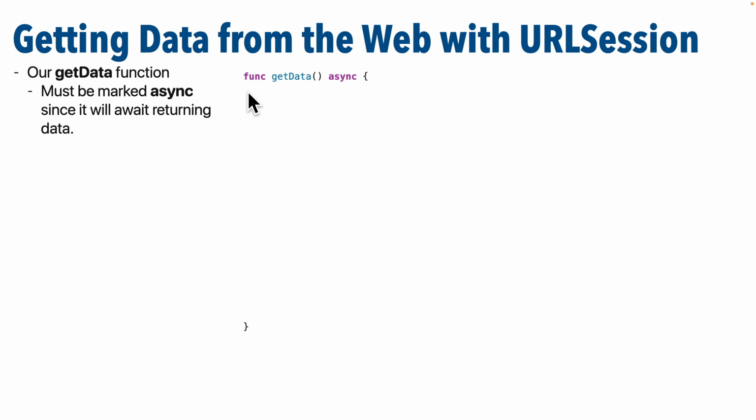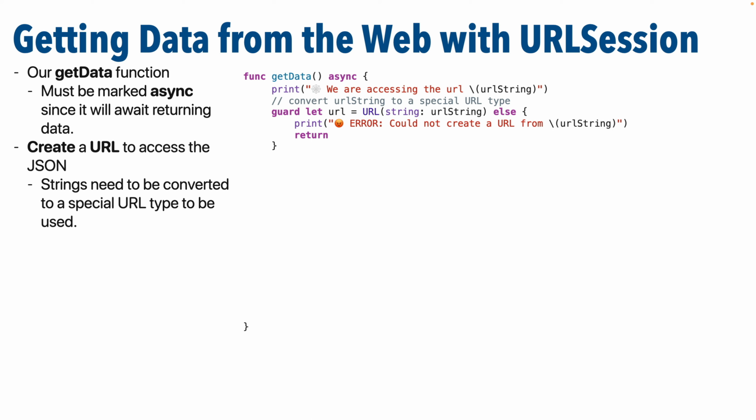Next, we need to create a URL that we can use to access our data. Now, I like to use the value named urlString, which is a string, but what's important here is we need to convert this to a special URL type that Apple needs. Swift can't make an API call with a string. So we use the guard statement to try to convert the string to a URL. If it doesn't work, we print out an error and return, but if this works, we've got this URL set up in a constant called url.